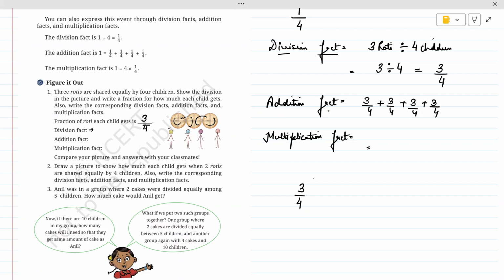And now coming to the multiplication fact of it. We have 4 children here, and each child is getting 3 by 4 of a roti. So this is the multiplication fact. So kids, similarly, we can write this for other examples also.